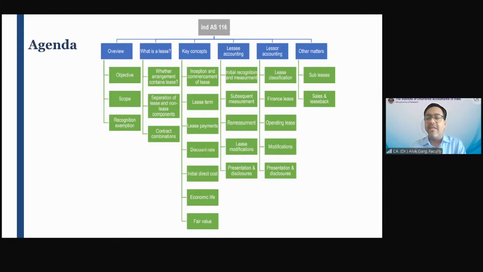Again, in lessee accounting, there is no concept of operating lease and finance lease from the perspective of this standard.